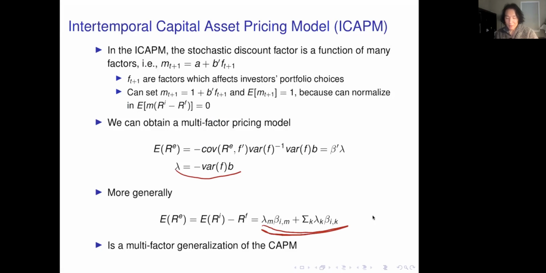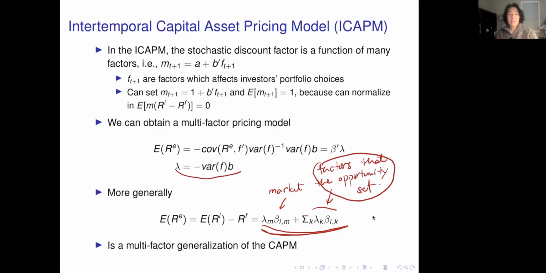So it has many factors. The first factor is the usual market factor. This is the market. And the other factors are the ones that affect the investor's consumption in addition to the market factor. So these are other factors that affect the investment opportunity sets, which affect the investor's overall wealth in the future.